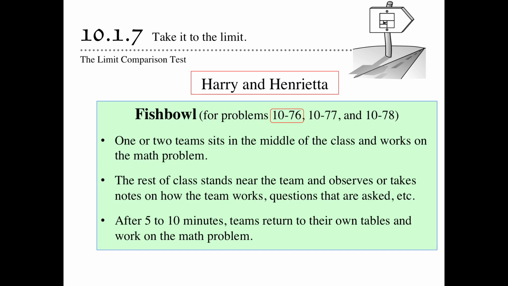Then, when they're done recreating this conversation, you can have a short conversation with the entire class that's huddled around to summarize what they noticed or what they predict, and then send all teams back to their tables to do problem 10-77. And once again, when everyone is done, have them gather around and do another fishbowl, recreating the conversation between Harry and Henrietta in that problem, followed by a short whole class debrief, and then repeat once more for problem 10-78.